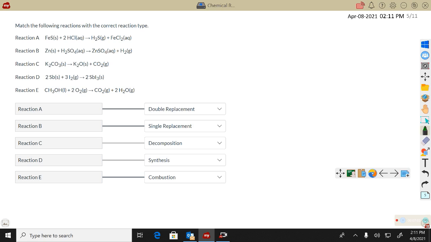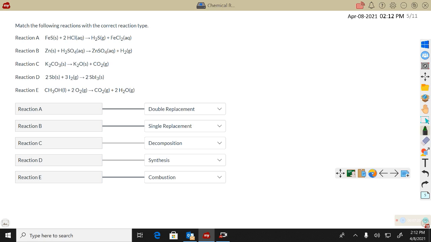B is my single replacement, where there's a single element replacing an element in a compound. So it looks like zinc is replacing hydrogen. C is my decomposition. That's where I only have one reactant that splits apart to form little products. Now those little products might be little compounds, or sometimes it might just be individual elements.